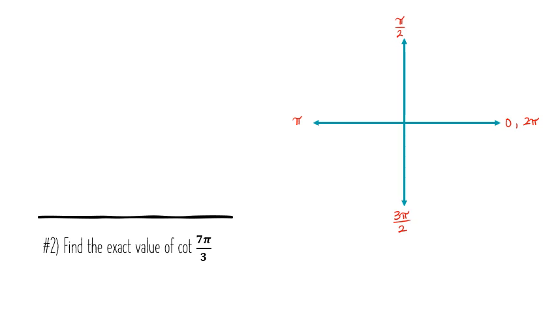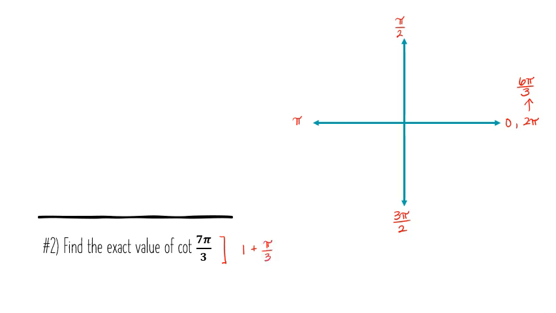Okay, so let's think. 7 pi over 3. You know what? That's more than 2 pi, isn't it? Because 2 pi, in terms of 3, would be equal to 6 pi over 3. So wow, we're going actually around our circle and further. So we're doing a full rotation plus some. In fact, this would be one full rotation plus a third. Let's see, plus pi over 3.